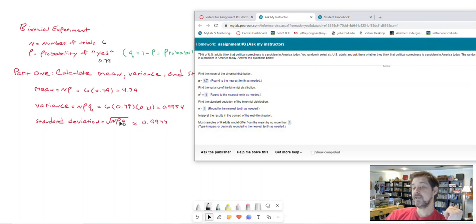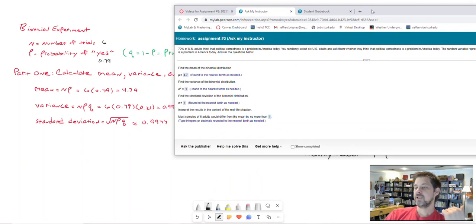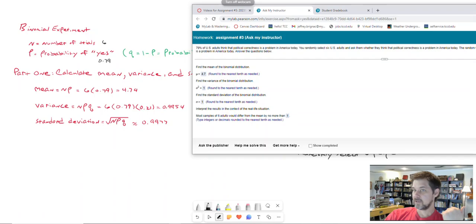So that's how you do that. We've got some standard formulas that we use to calculate the mean, variance, and standard deviation. But beyond that, we're going to see that most samples differ from the mean by no more than 1 standard deviation, whatever that standard deviation is. We've seen something similar before in other distributions, like the empirical rule, and that's the fact of the matter with this type of problem.